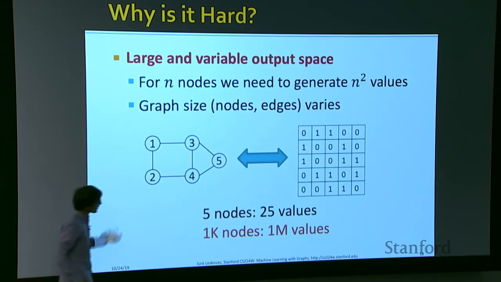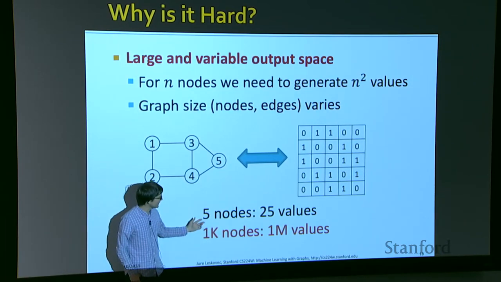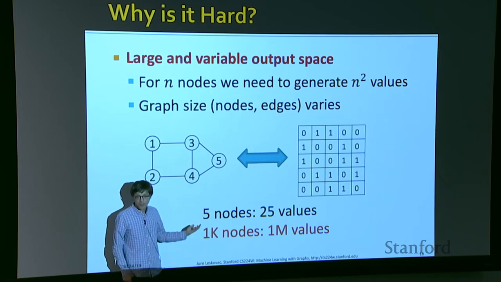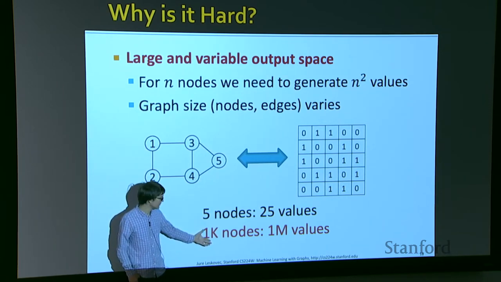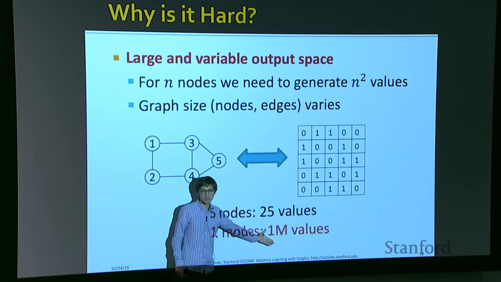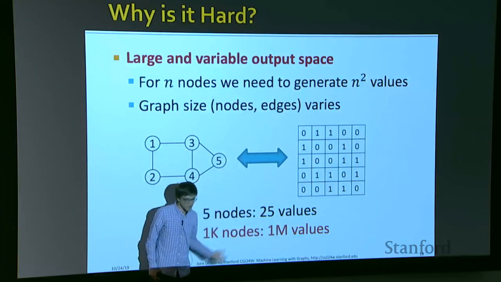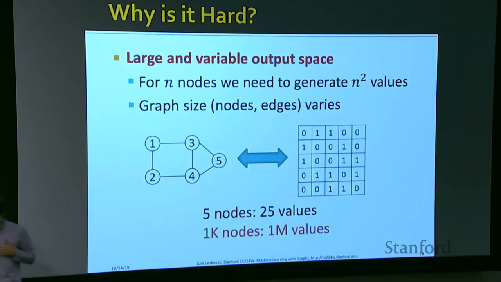And then what I try to illustrate here is that n squared is a lot, right? If you want to have 1,000 nodes, then n squared is a million. So these things get big very, very quickly. Okay? And then there is another issue.